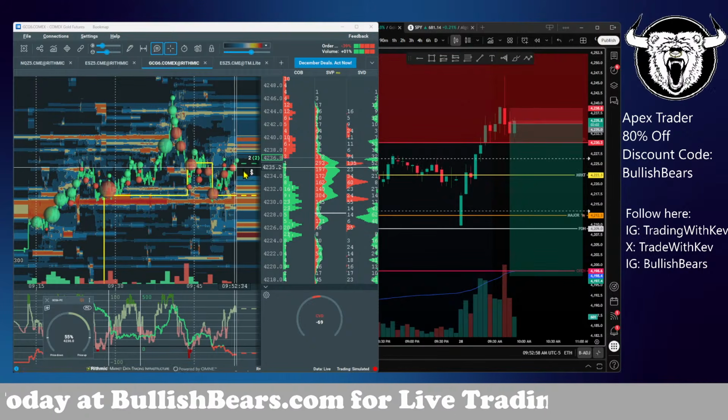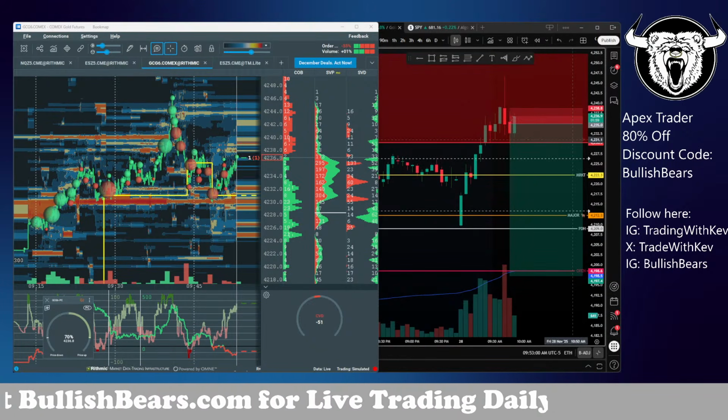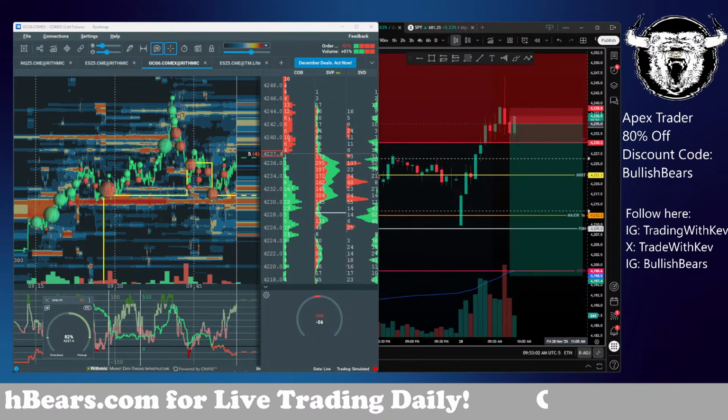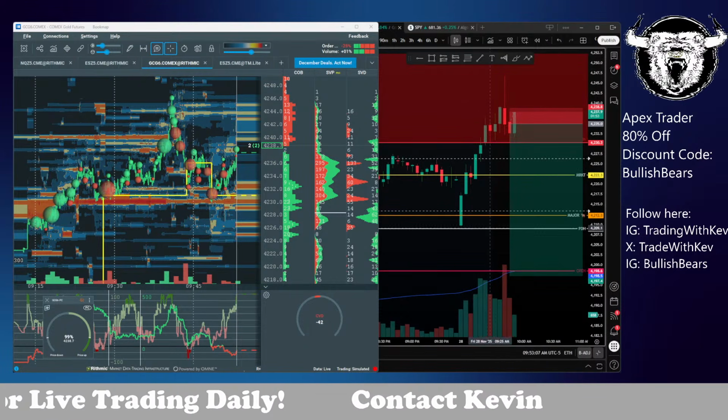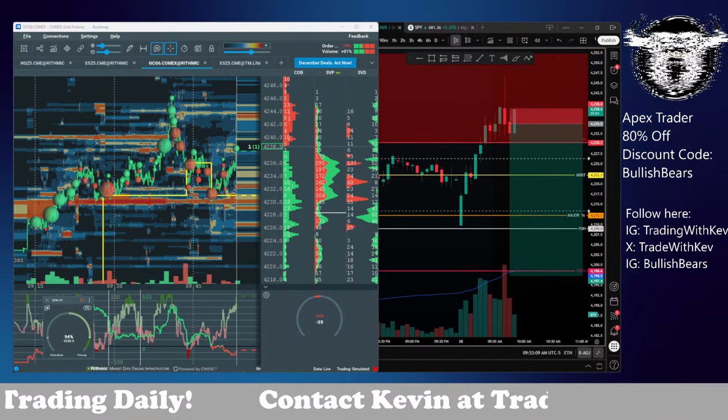I need to see some sellers step back in. Gold looks like it's trying its best to squeeze higher. 38.7 is my stop loss. 38.7. Looks like we're trying to get there. Yeah, stopped out.